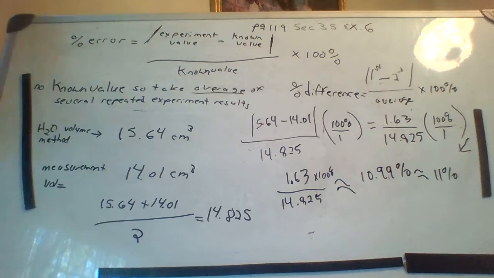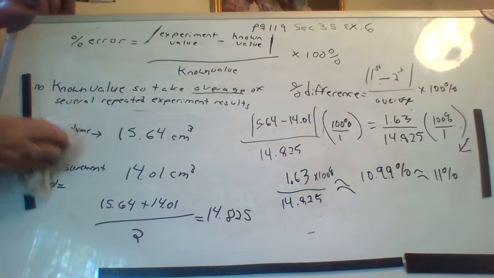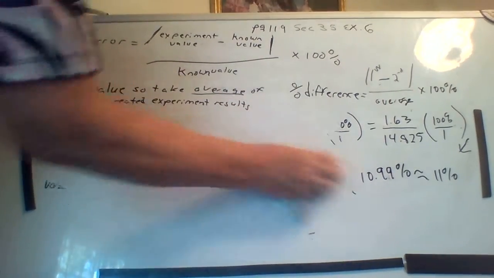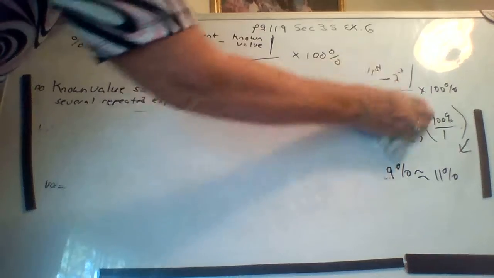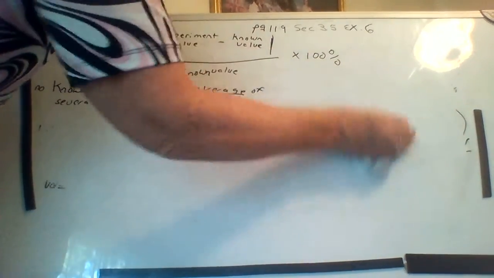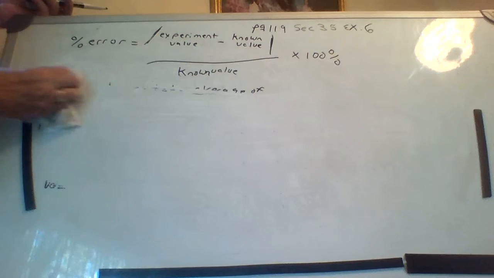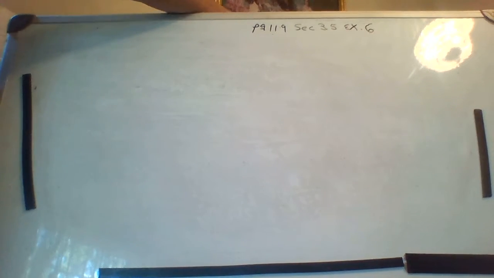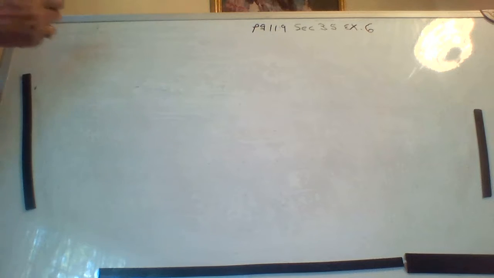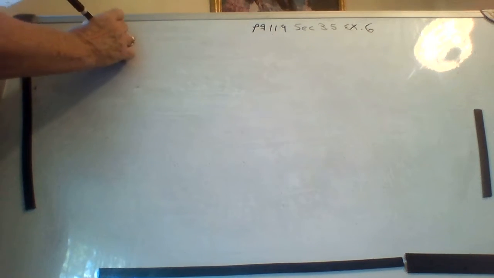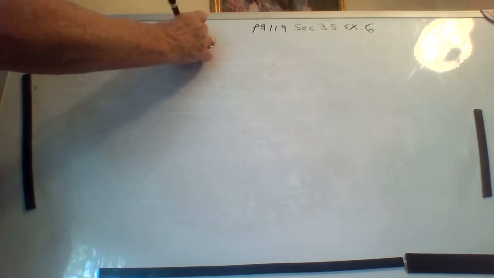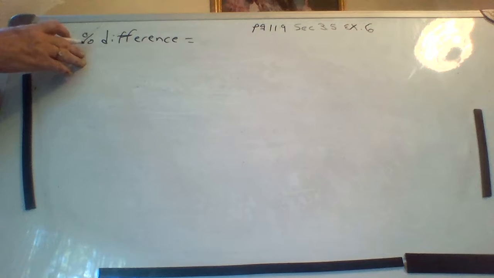So I'm going to give you a practice problem. So let's clear the board. Actually, I'm going to clear the whole board. And here is your practice problem. Find the percent difference. So if you see me say percent difference, you know you're going to be using an average. All right, find the percent difference. So that's what you're doing.